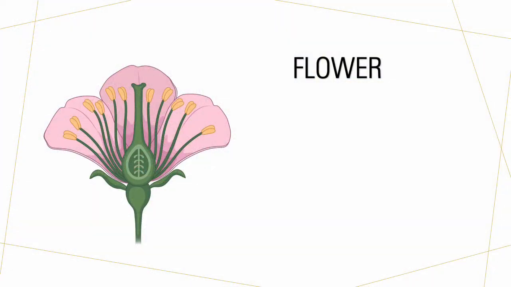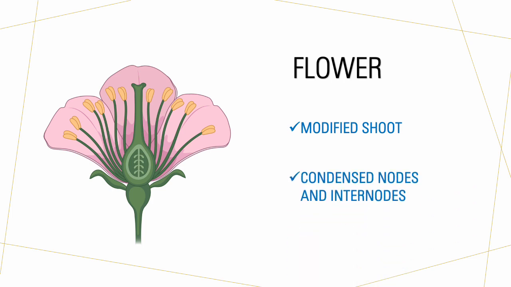So in today's lecture we'll discuss a flower. The first question that we have in front of us is, what is a flower? A flower is basically a modified shoot. The next question that comes to our mind is, why is it considered a modified shoot? It is considered a modified shoot because it contains condensed nodes and internodes. Nodes and internodes are actually the properties of a shoot or a stem, and since they are present in a flower, therefore a flower is a modified shoot.